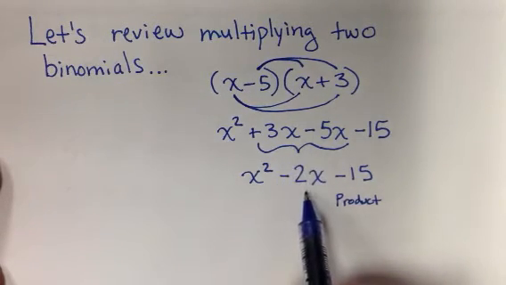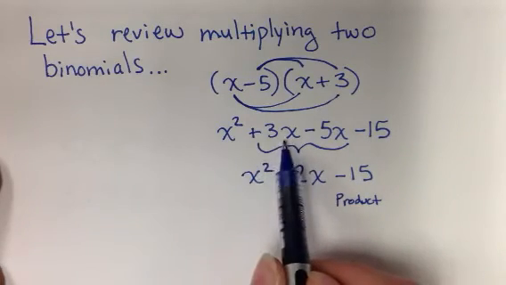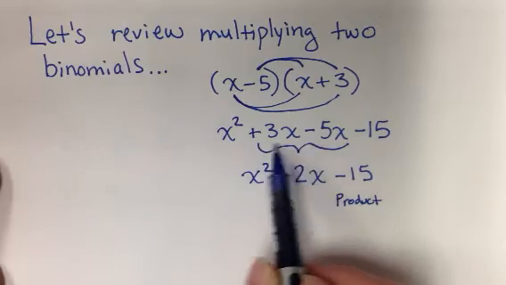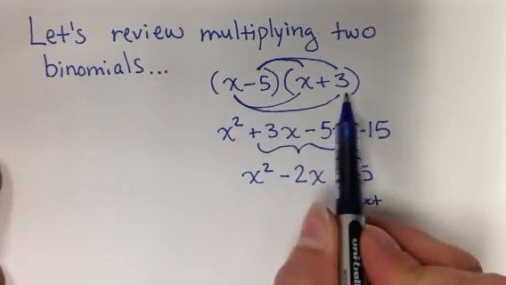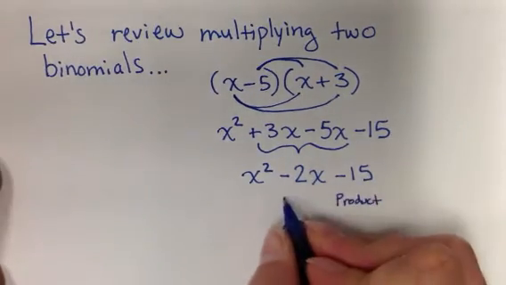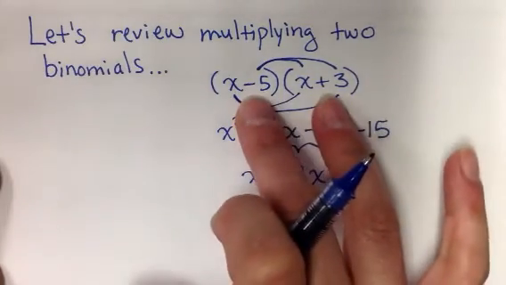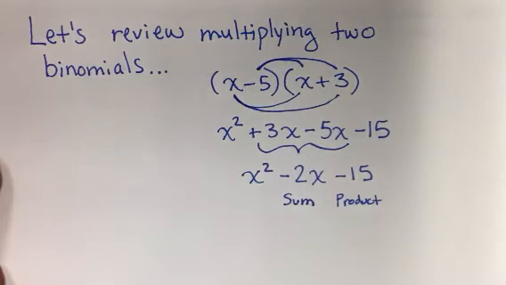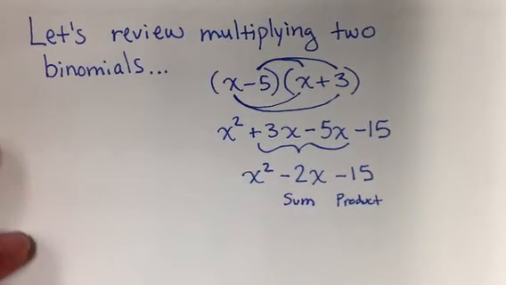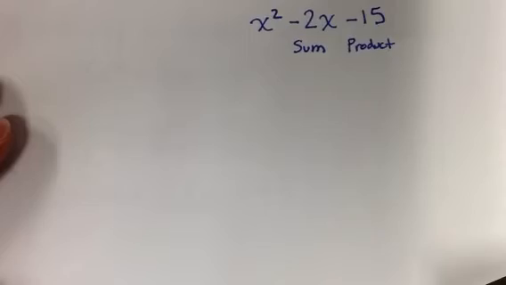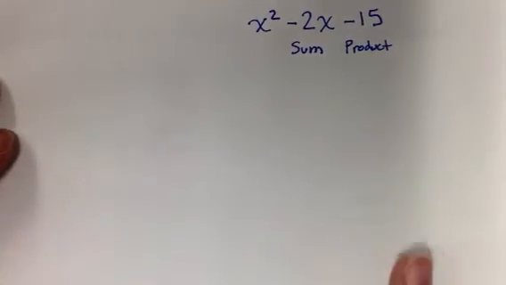Now how did I get the middle term? That came from the inner and outer. And what we did is combine them. We added them. So negative 5 plus 3 gave us negative 2. So the middle term came from the sum of the two numbers inside the parentheses. So keeping that in mind, let's try one where we are moving backwards. We're going to factor. Okay, let's leave that right there so we can see where we get our numbers.